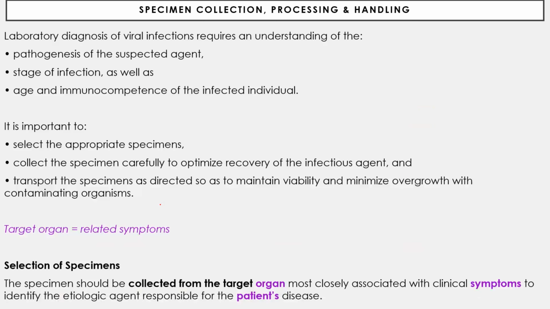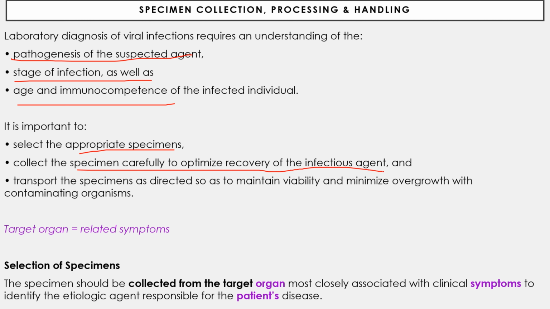Now let's go to specimen collection, processing, and handling, class. Lab diagnosis of viral infection requires understanding the following: the pathogenesis of the suspected agent, the stage of infection, and the age and immunocompetence of the infected individual. It is important to select the appropriate specimen, collect the specimen carefully to optimize recovery of the infectious agent, and transport the specimens as directed so as to maintain viability and minimize overgrowth with contaminating agents.